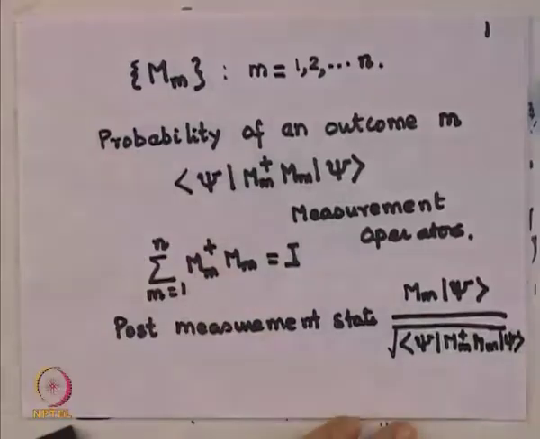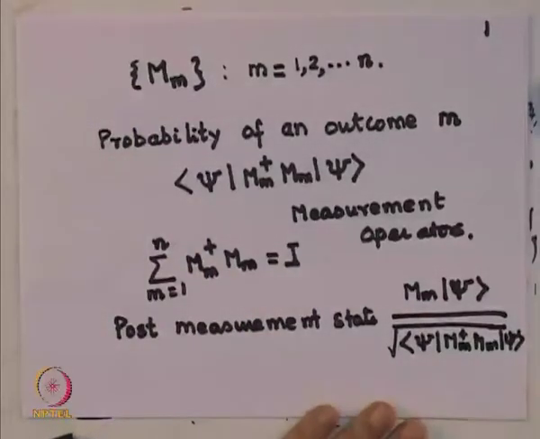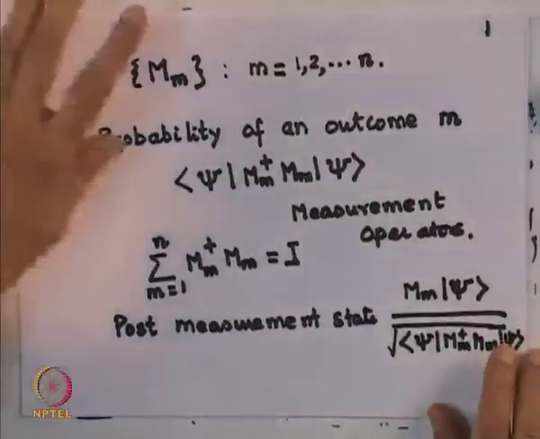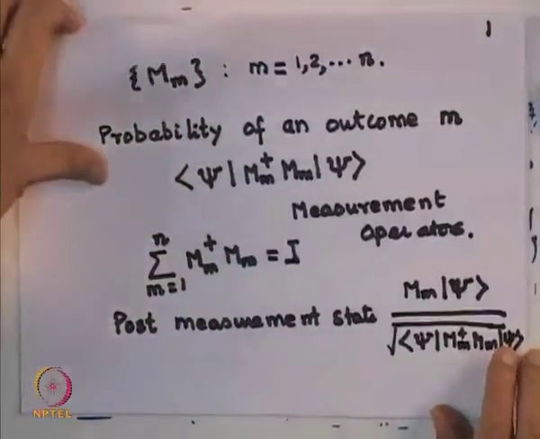This is the state to which it will collapse after a measurement has been made. So this is basically our measurement postulate. Now what we do now is the following: we look at the various types of measurement possible, and I will be essentially picking up two of them. The most important one is what is known as a projective measurement.